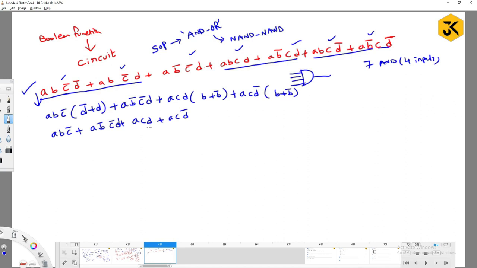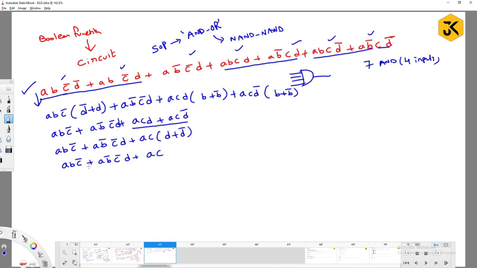Once you have this, from these two common terms, can I take AC as common? Yes, right? So A B C bar, A B bar C bar D. From these two terms, I take out the common D plus D bar, which is again 1, right? So if I rewrite the expression, A B C bar, A B bar C bar D plus AC, plus AC, right?